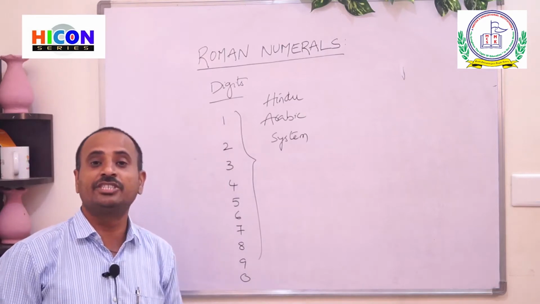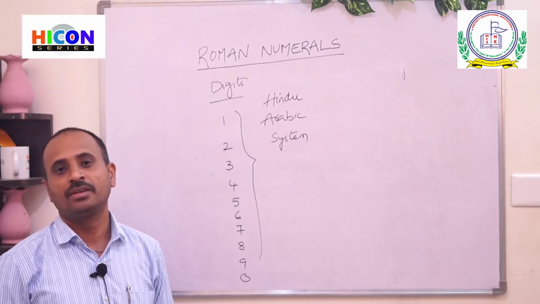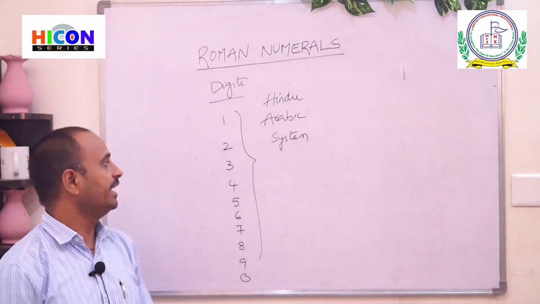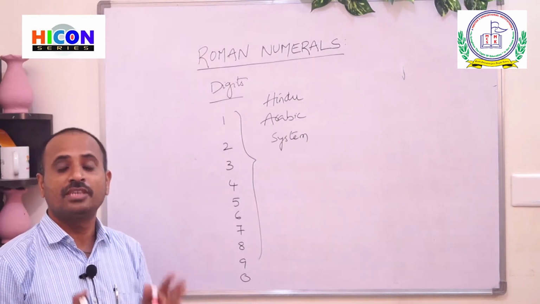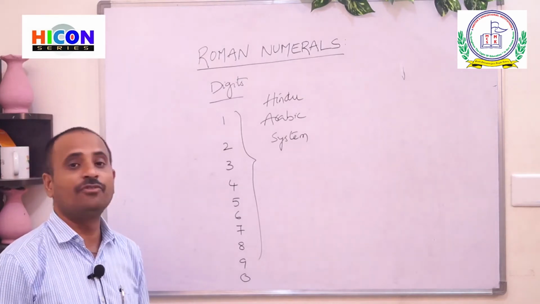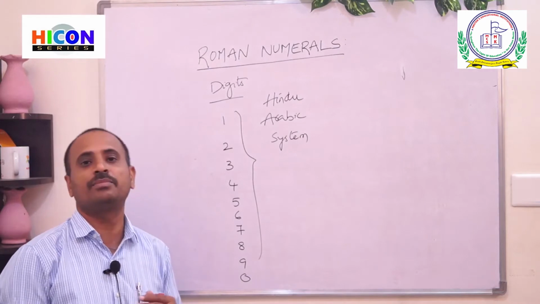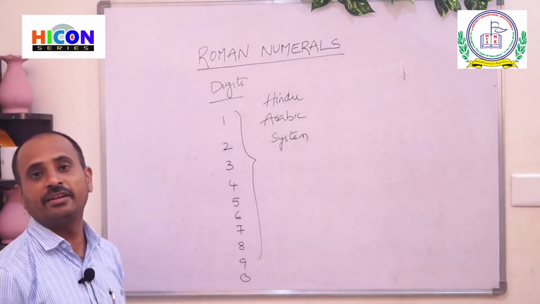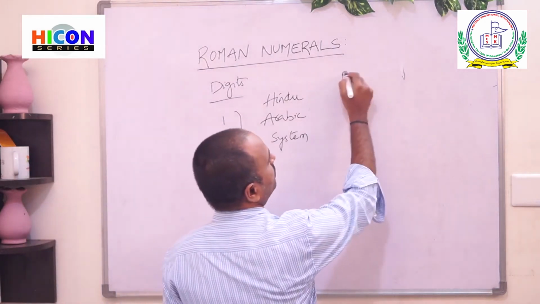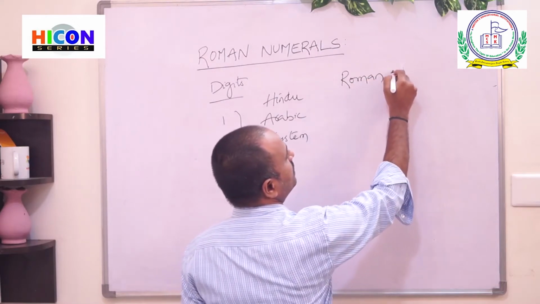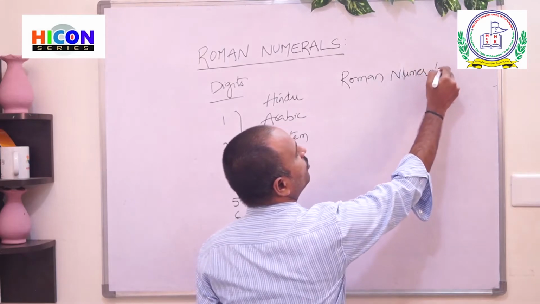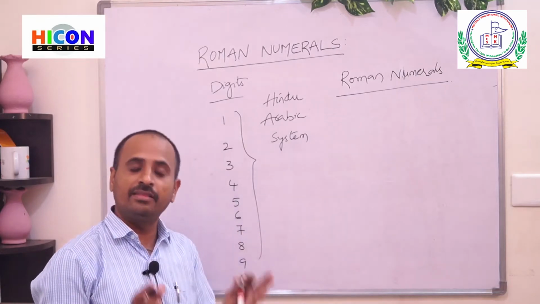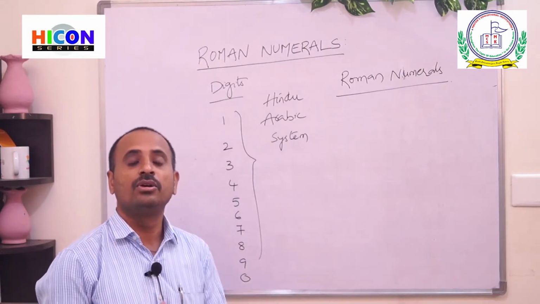But children, in ancient times, especially the ancient Romans used 7 symbols to write numbers. They used combinations of those 7 symbols and wrote large numbers up to 999. These 7 symbols are called Roman numerals.